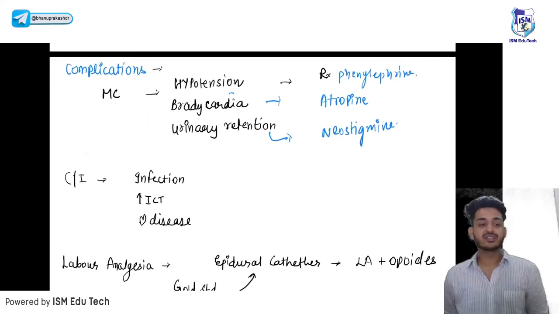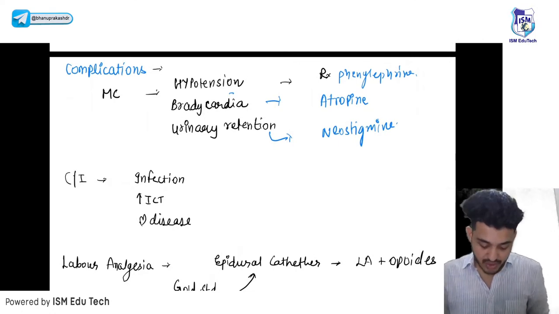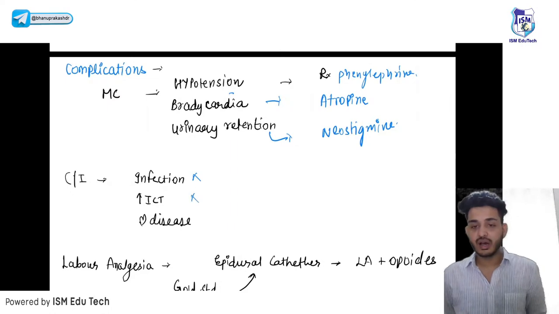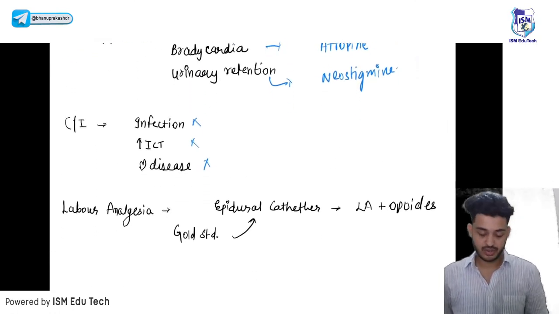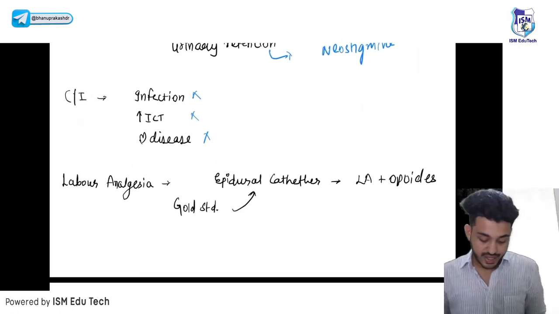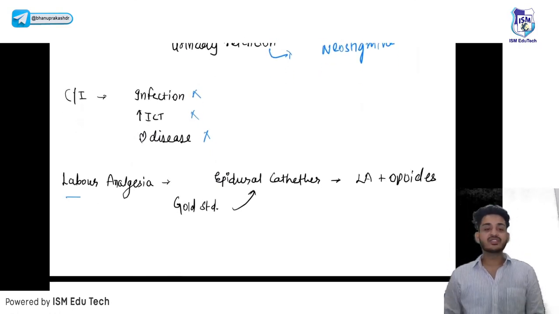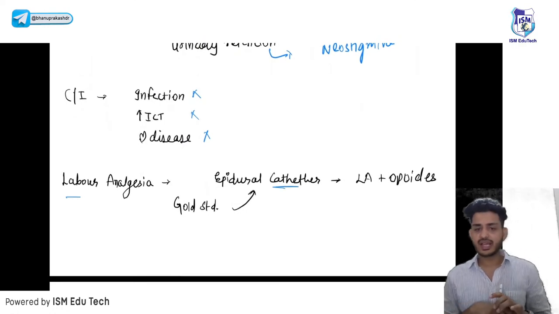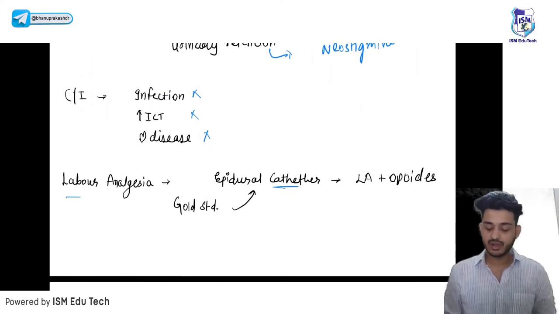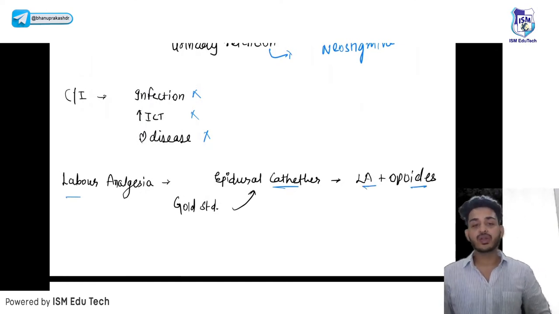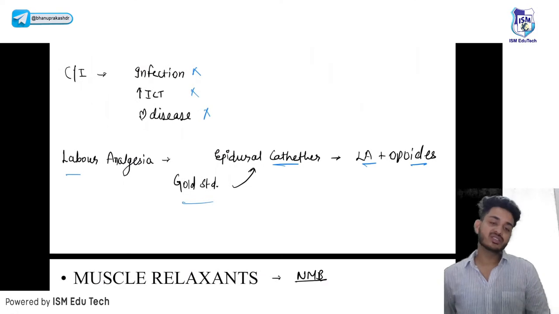What are the contraindications, like when should we not perform epidural or spinal anesthesia? These are infections, raised ICT, and heart disease in the patient. Next one is labor analgesia. For labor analgesia, we can put an epidural catheter, then inject the drug slowly. For example, we can use local anesthetic with opioids. This is the gold standard.